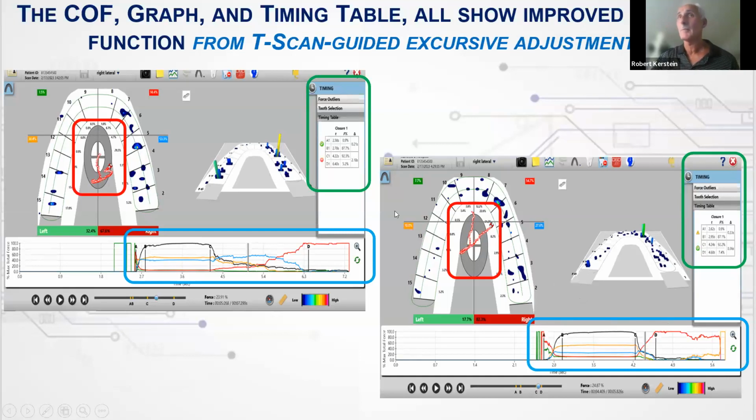And all of them are markers for dysfunction, right? These are all markers for dysfunction. Long DT, friction in the graph, lack of anterior guidance control, group function, balancing contact, bad COF pathway. That's all dysfunction, corrected with metrics. That's digital measured occlusion with the T-scan.